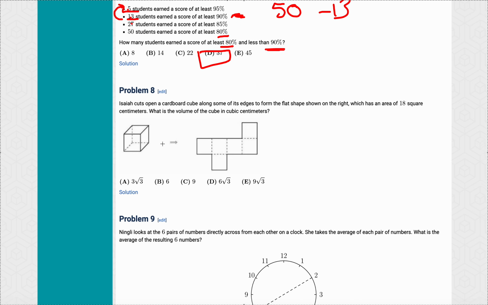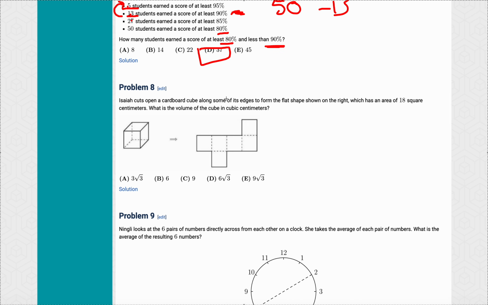Next, Isaiah cuts open a cardboard cube along some of its edges to form the flat shape, which has an area of 18 square centimeters. What is the volume of the cube? So this has an area of 18 square centimeters, so each square must be the same. There's 1, 2, 3, 4, 5, 6 squares, so each of these squares has an area of 3.